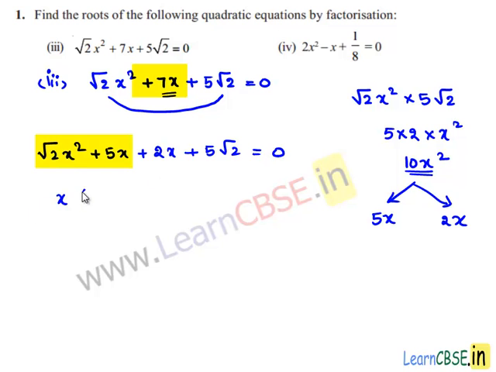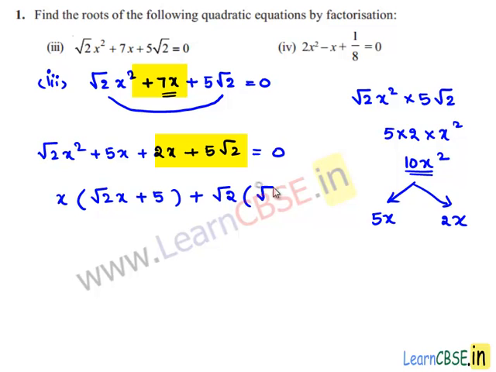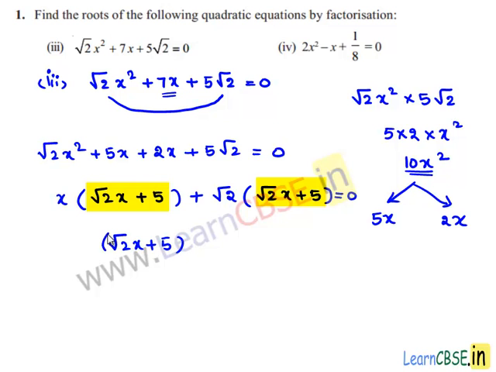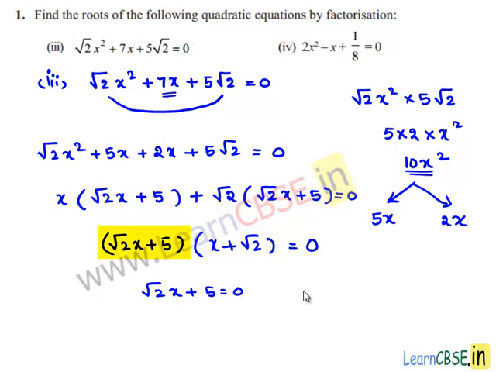X can be taken as common, root 2x plus 5, and here root 2 can be taken as common, root 2x plus 5, is equal to 0. Root 2x plus 5 can be taken as common, and the remaining terms will be x plus root 2. This is equal to 0. Root 2x plus 5 is equal to 0 and x plus root 2 is equal to 0.